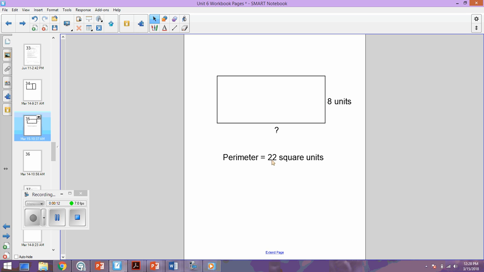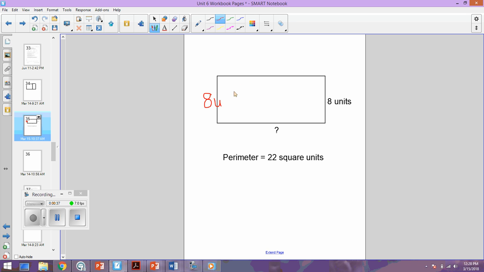So today we also learned how to find a missing side length if we know the other side and we know the perimeter of the figure. Now we have to remember that perimeter is the outside of our figure. And to find perimeter, we want to add up the lengths of all four sides. So if we know that this side's 8, then we know that this side is also 8. Opposite sides are the same.